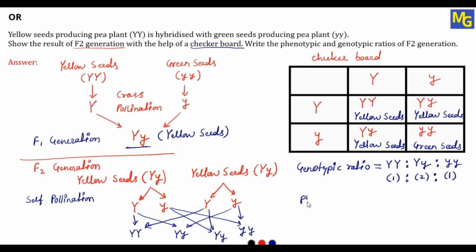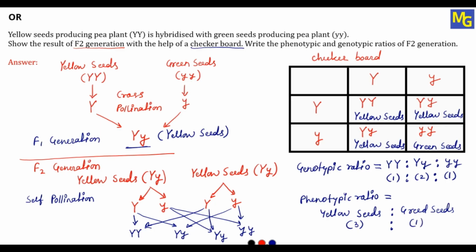Now we will do the phenotypic ratio. Here we have to see the physical character, the color of the seeds, and according to that write the ratio. Yellow seeds, how many do we have? We have 3. This is yellow, this is yellow, this is yellow. So I'll write yellow seeds, 3. We are also getting green seed, so I'll write green seed, and the green seed plants we are getting are only 1. So this is 3 is to 1.